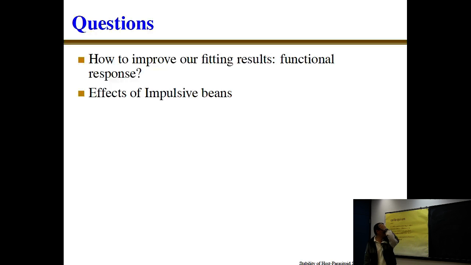Another thing I'm thinking, now I use a continuous model. Probably it may not be a bad idea to use a discrete model to describe this. So probably next, I'm going to use a discrete model to describe the host. And another thing is the effects of the impulse. My question is whether there are effects of the impulse in the data. So that's another question we can have. Okay, and then finally, thank you.